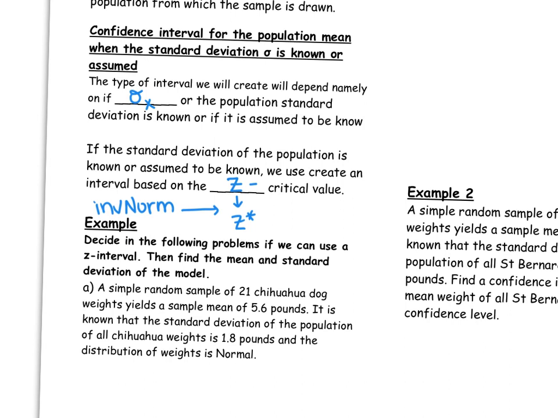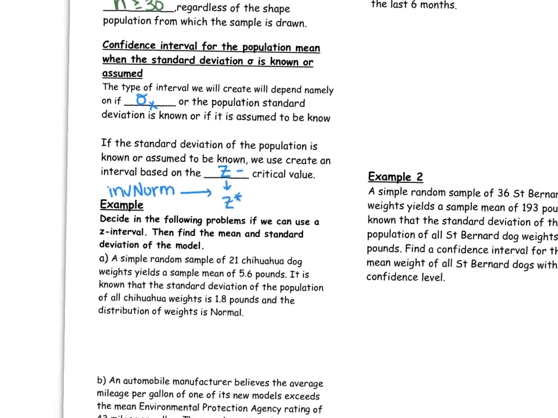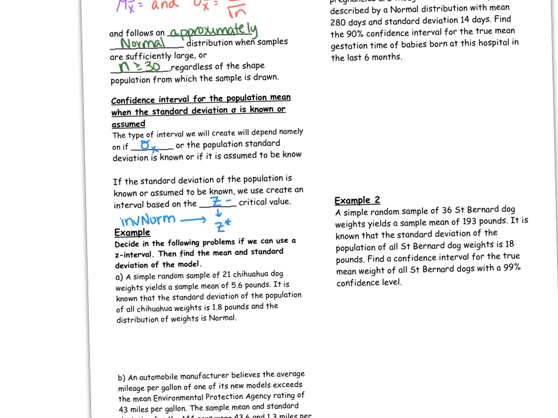So here's what I mean by it has to be known or assumed to be known. And it has to meet certain conditions. N has to be bigger than 30 is one of the conditions it has to meet, all right? Because when n is bigger than 30, what happens? The distribution is approximately what? Normal, which lets you use the z value, all right?